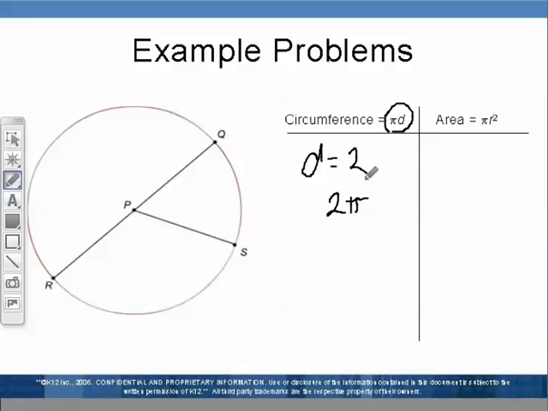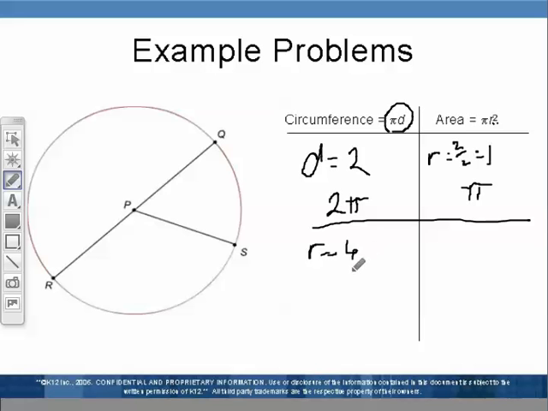My area, I need to find the radius for it. So I'm going to take 2 divided by 2. That means it's going to be 1, and I can stick that in for r squared. 1 squared is 1, so my area is going to be pi. Okay? Pick another value. What if we said our radius was 6?